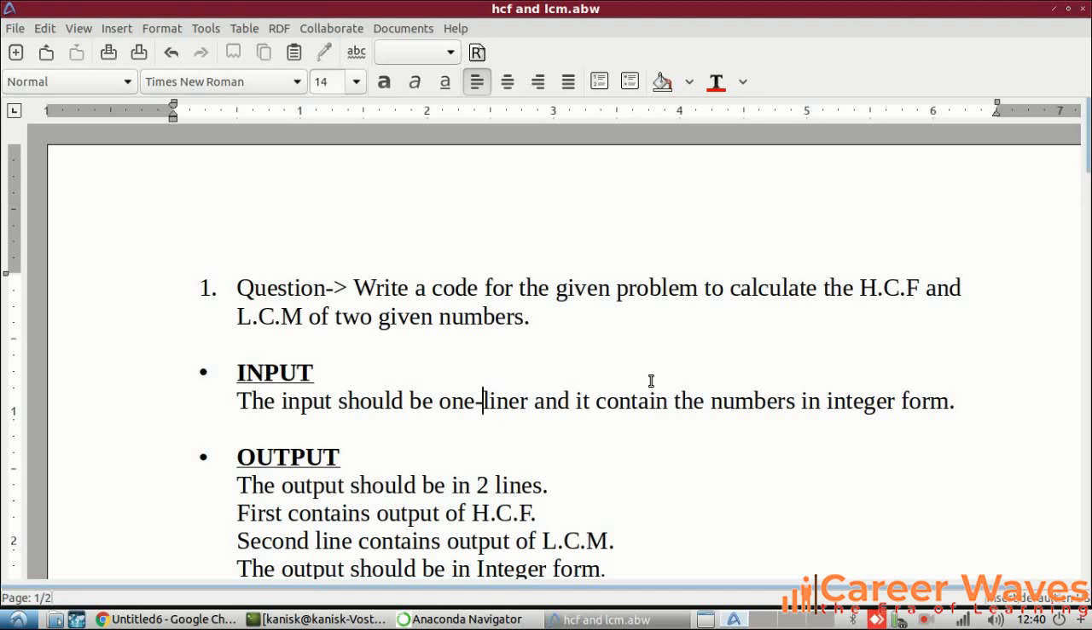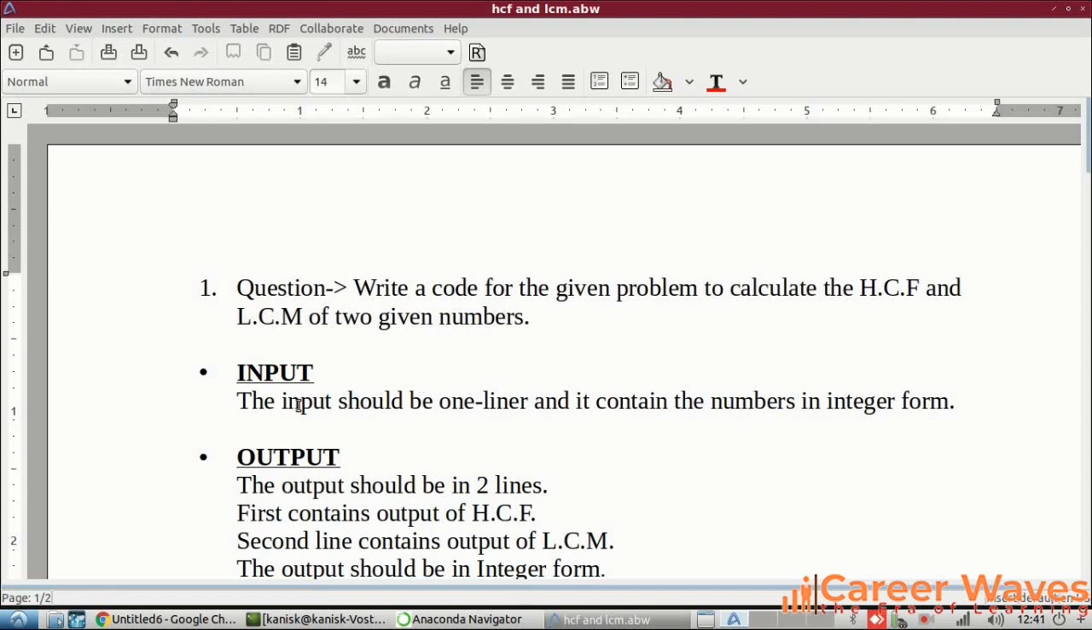In the question we have to write a code for a given problem to calculate HCF and LCM of two given numbers. So here we have to calculate two things, that is HCF and LCM, and input is given in the form of two given numbers. So there are two numbers on which you have to calculate HCF and LCM, and then we have to print their output. But there are some input and output constraints.